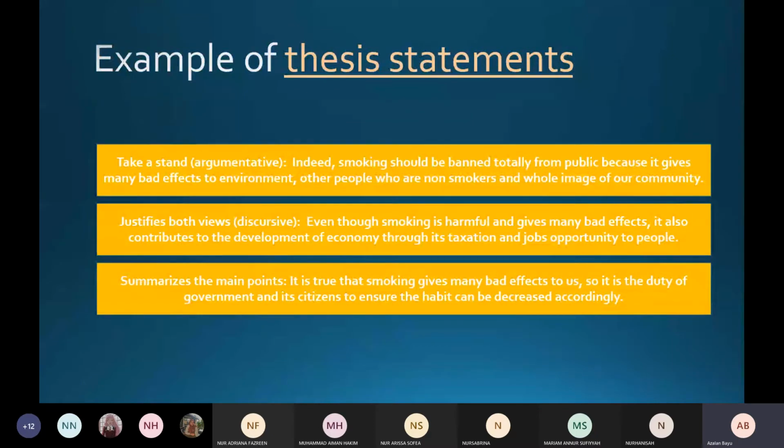Okay, so it depends on you. If you write an argumentative essay, you can use the first example. If you write a discursive essay, the second example. If you use problem solution, the third example. What is important is that when you write the thesis statement, it must reflect the main content that you write. Main point 1, main point 2, main point 3, it does not need to be specific, it must only summarize.